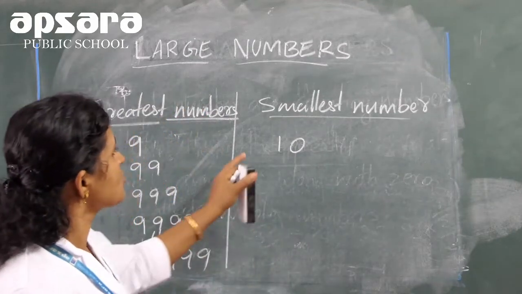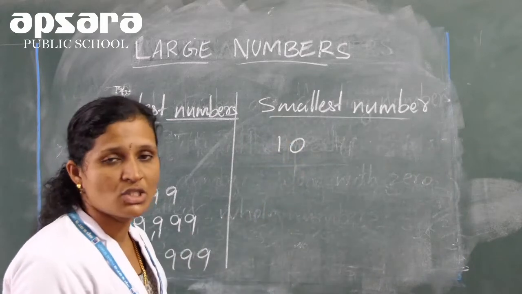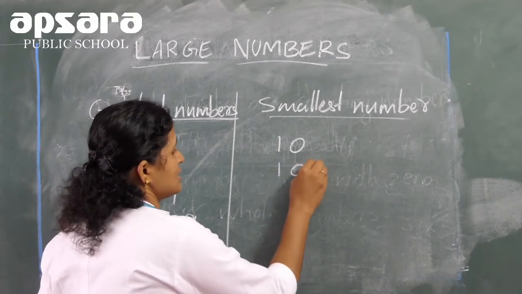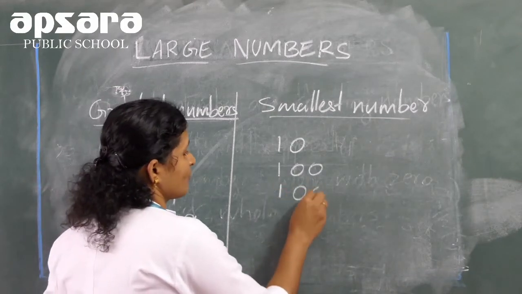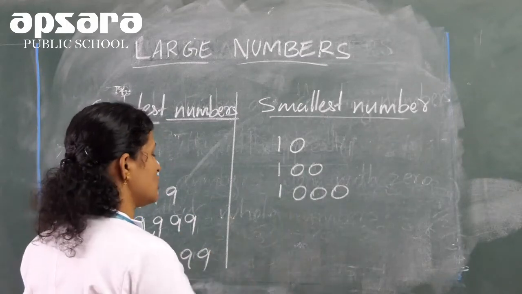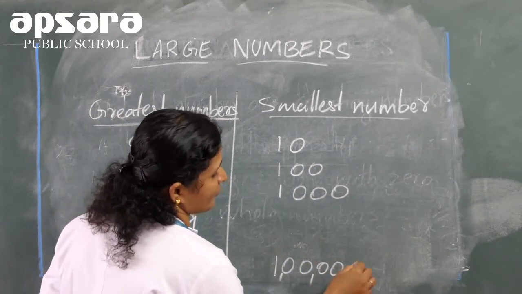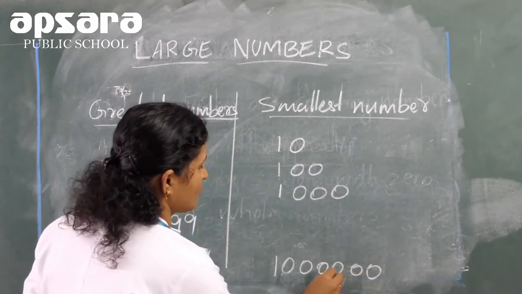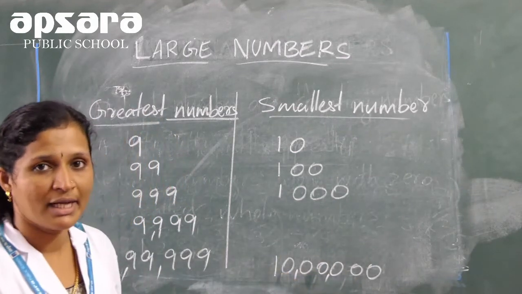Okay. So now the smallest two-digit number. 10 is the smallest two-digit number. Now the smallest three-digit number. 100 is the smallest three-digit number. Next, smallest four-digit. 1000 is the smallest four-digit number. If you are writing the smallest five-digit or six or seven-digit, 10 lakh is the smallest seven-digit number, right?